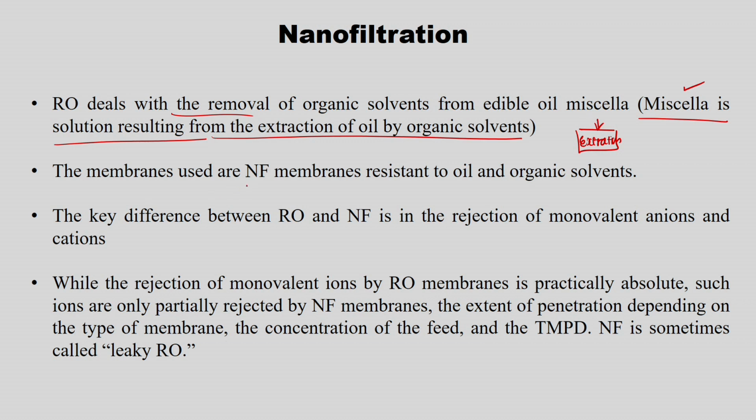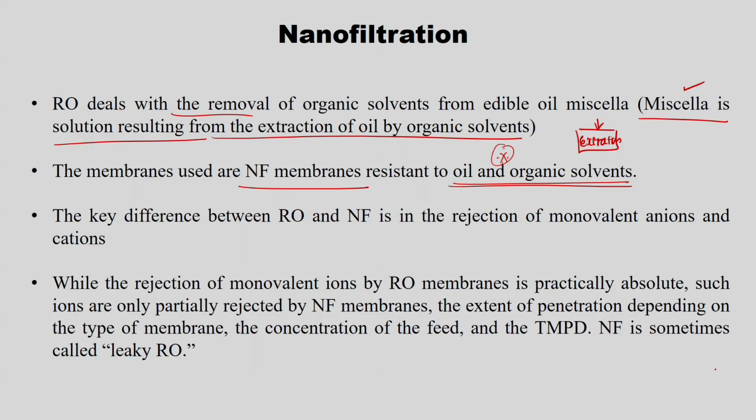In the same process, nanofiltration membranes also can be used, because the membranes used here are nanofiltration membranes resistant to oil and organic solvents. The apt one to be used instead of RO is nothing but a nanofiltration membrane. So, for this particular application of removal of organic solvents from oil, we can use RO as well as nanofiltration. If you see before, here also we are using RO or nanofiltration to polish the condensate, right. So, what is the difference between them, why can they be used interchangeably, right.